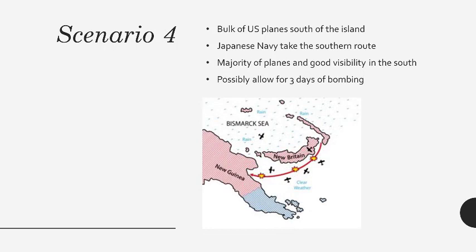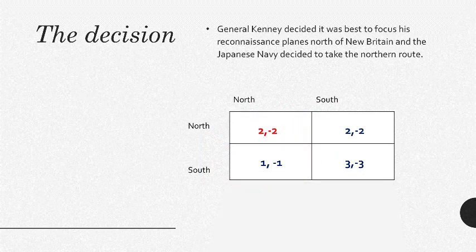The last scenario shows the US planes south of the island and the Japanese taking the southern route to the island. Considering the majority of planes in the south and the good visibility, General Kenny could have hoped for 3 days of bombing. General Kenny decided it was best to focus his reconnaissance planes north of New Britain.